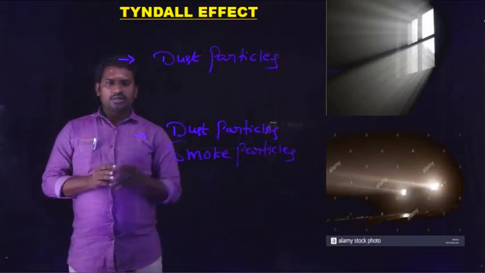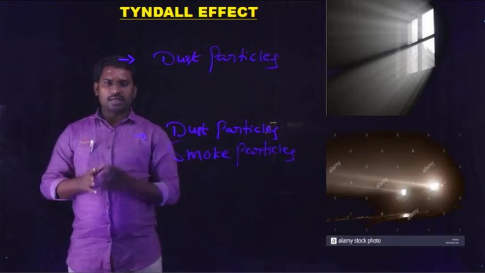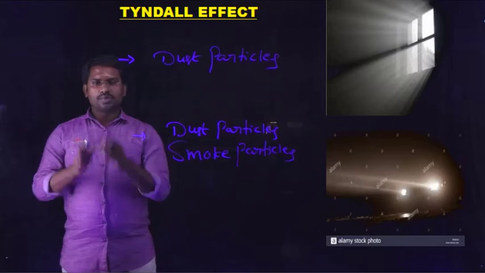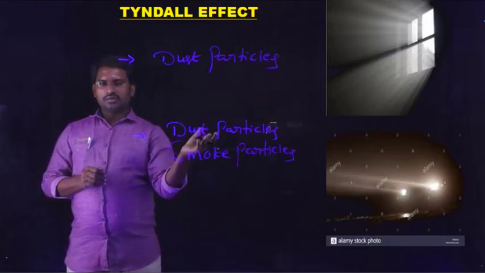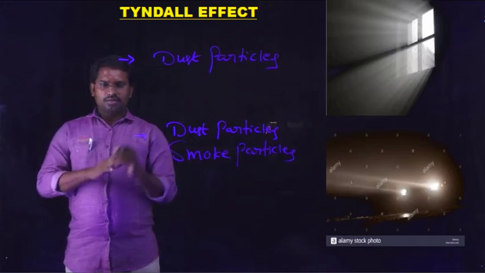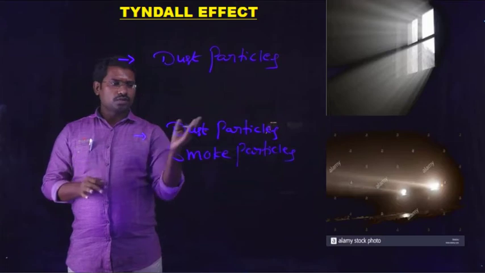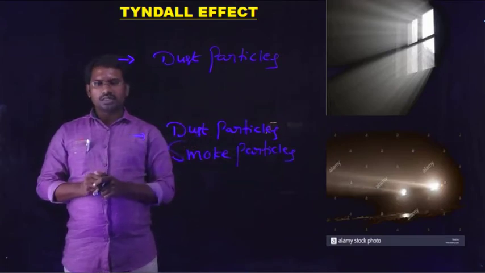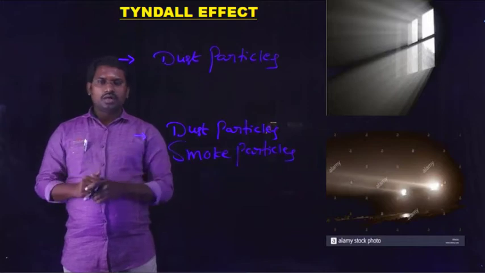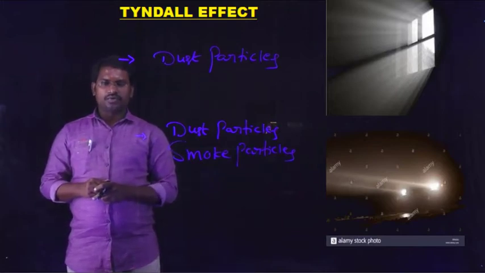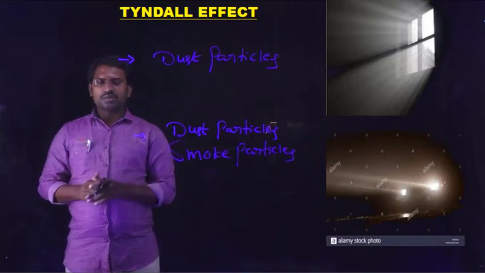First one is light rays passing through the window into a dark room. They will be scattered by the dust particles which are present in that room. And second one is the projection of the light or scattering of the light in a cinema theater, also due to the presence of some smoke particles and dust particles which are present in that theater. These two are live examples of the Tyndall effect.